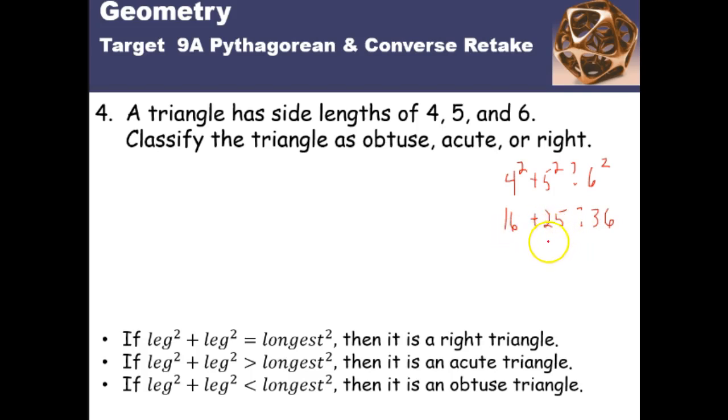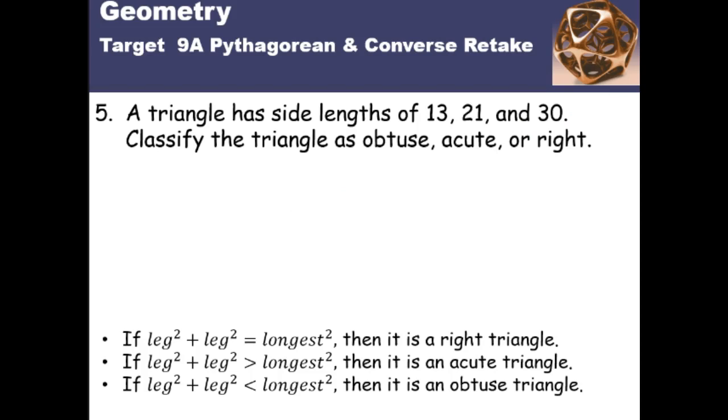Anyway, when I add 16 and 25, I get 41. And then 36, I have to point at the smaller number, and that's this sign, so it's definitely acute. So this is an acute triangle. Sorry about that.